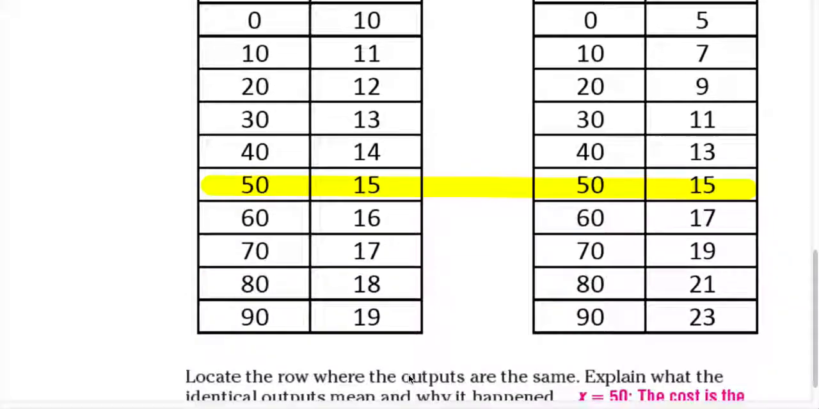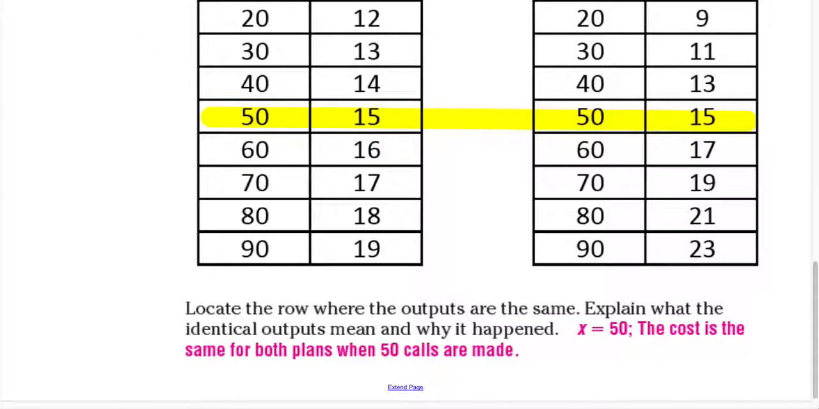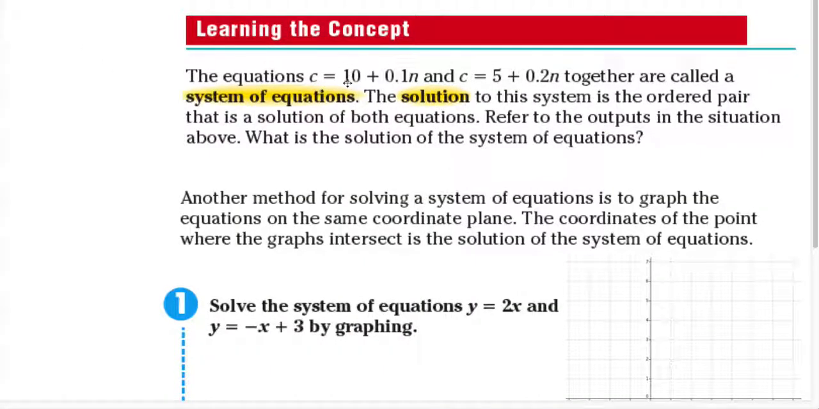Now the two equations that we just talked about, C equals 10 plus 0.1n and C equals 5 plus 0.2n, together are called a system of equations. The solution to this system is the ordered pair that is a solution for both equations. So in this case, the solution is 50 and 15. So refer to the outputs in the situation above. What is the solution to the system of equations? We already talked about that. It would be right here, 50 and 15, right?